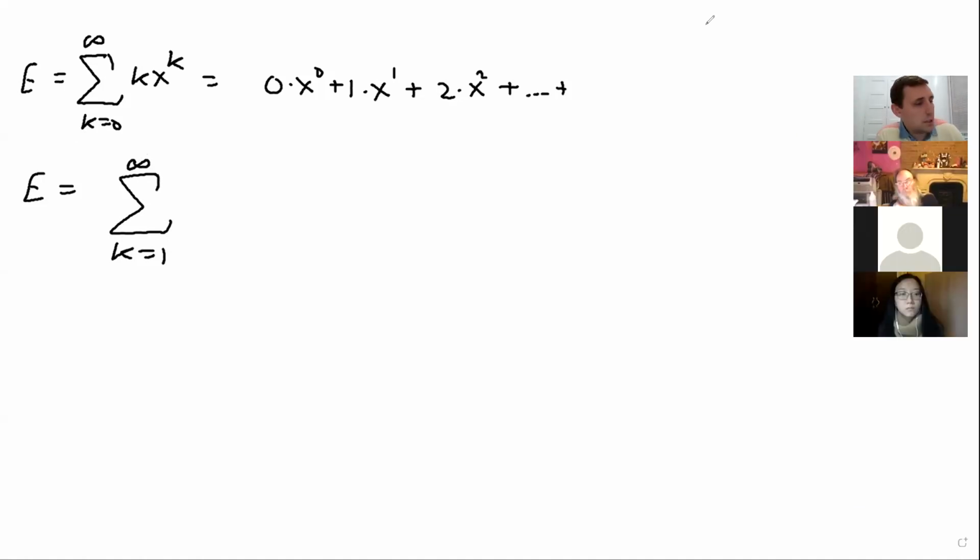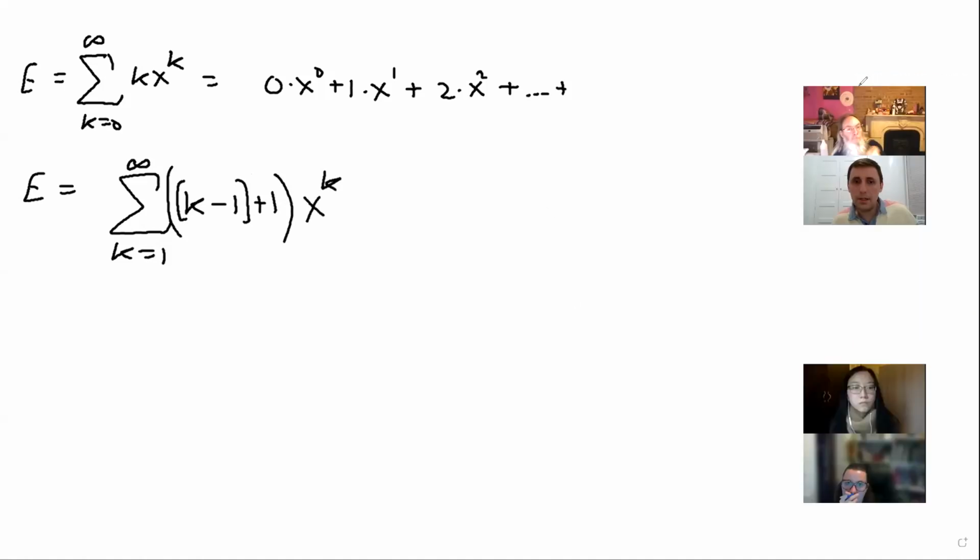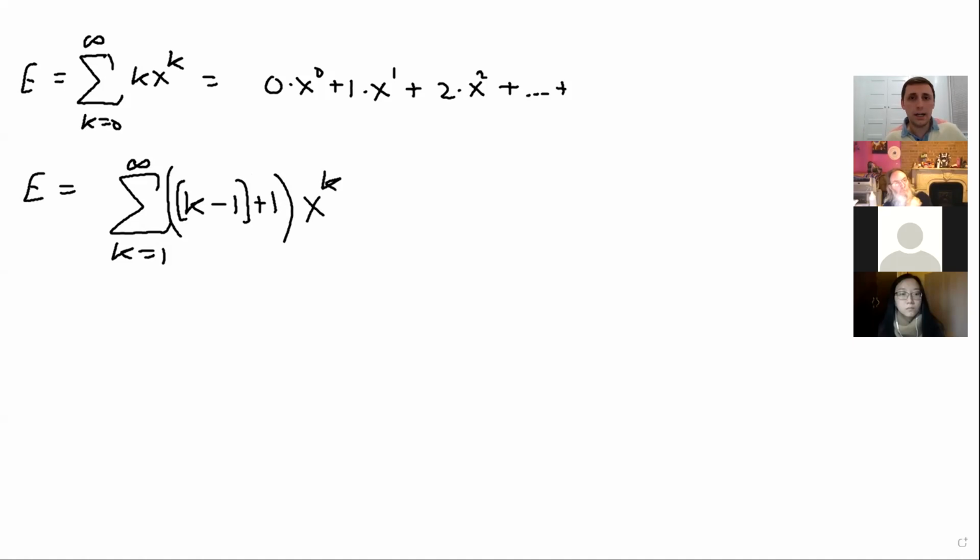Next, I want to break it up and look at what I already know from before. So what I do is I say, okay, this is k minus 1 plus 1, times x to the power of k. Do you agree I haven't changed anything? Now, why did I do that? Because I can multiply the x to the k to both parts. And what do I obtain?